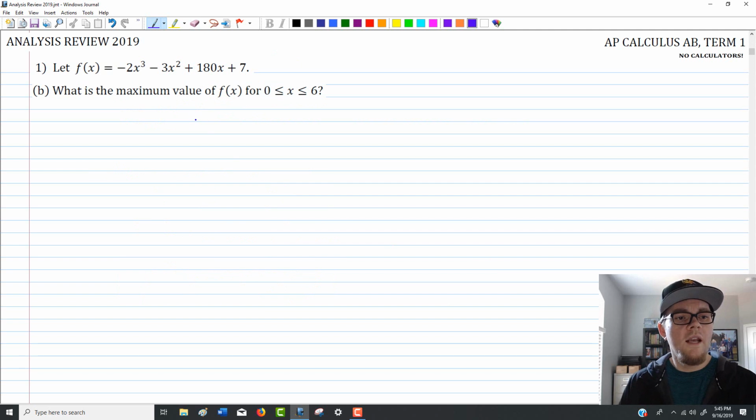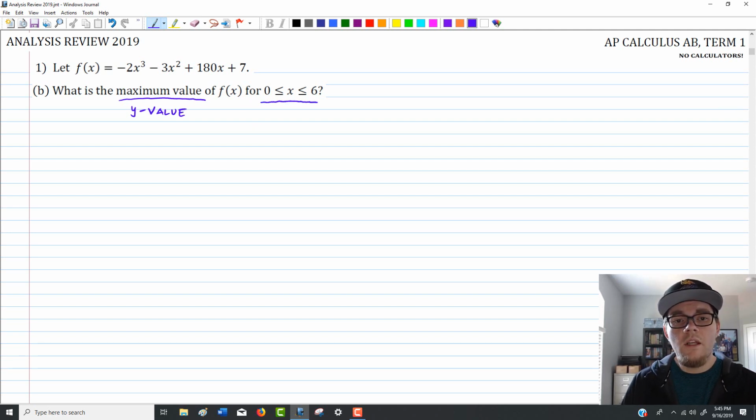Okay, for question B, it asks us what is the maximum value of f of x for 0 to x, or 0 to 6. Now in here they ask for the maximum value. Let's remind you first and foremost that the maximum value is literally talking about the y value itself, so we're looking for the y value.